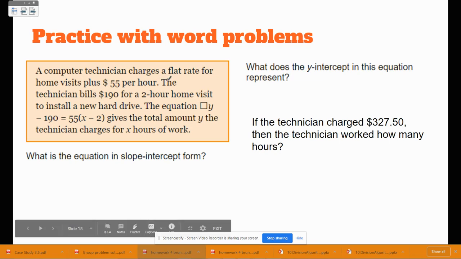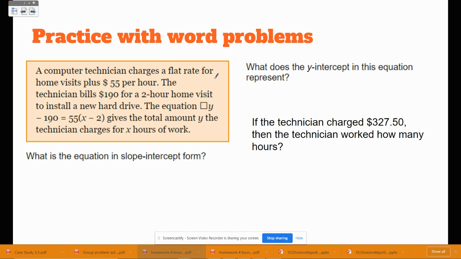Okay, another word problem here. A computer technician charges a flat rate. So that would be your initial condition, plus $55 per hour. That's the rate of change. They billed $190 for a 2-hour visit to install a new hard drive, and they wrote this equation: y minus 190, so they plugged that point in, equals 55, that's the rate of change, times x minus 2. What would the equation be in slope-intercept form?